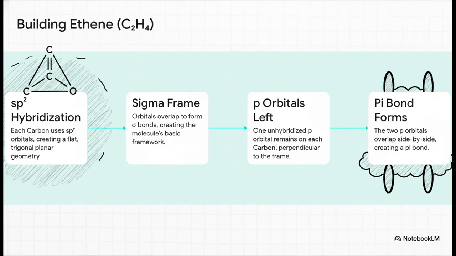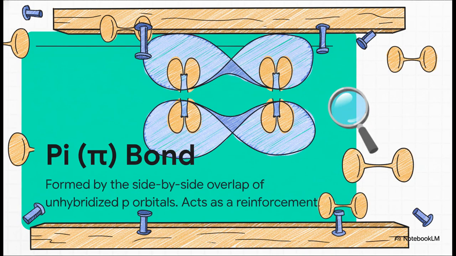And since these two p orbitals on neighboring carbons are parallel and close, they can overlap too, but not head-on. They overlap side by side. And that side-by-side overlap creates our second building material, the pi bond. This is the reinforcement. It's what makes the bond stronger. It actually forms two regions of electrons, one cloud above the sigma bond and one cloud below it. This pi bond is the glue that holds those two planks from our analogy together.